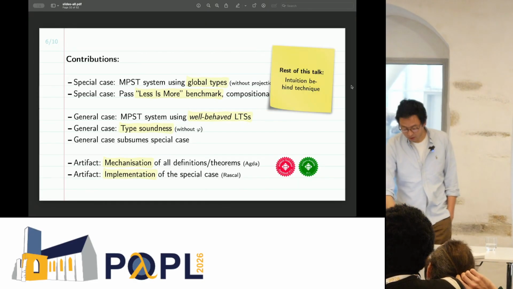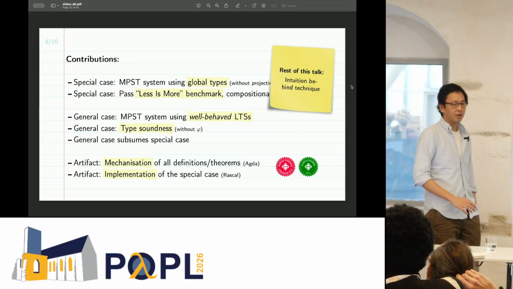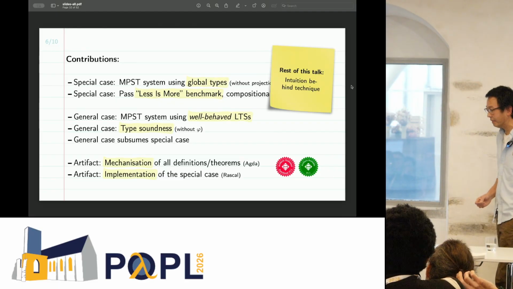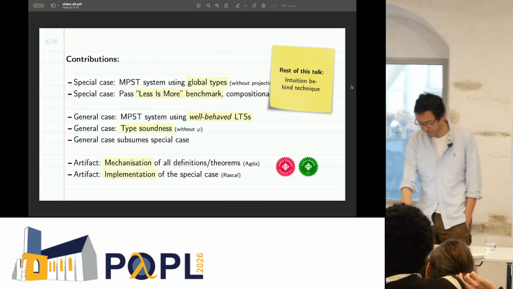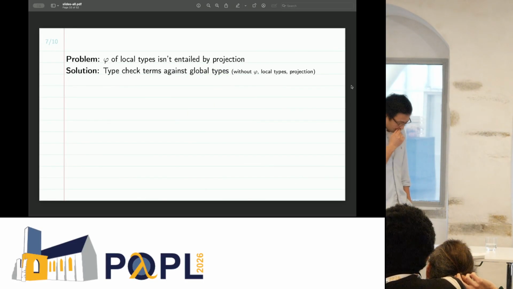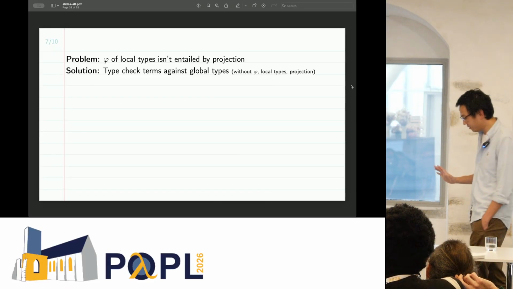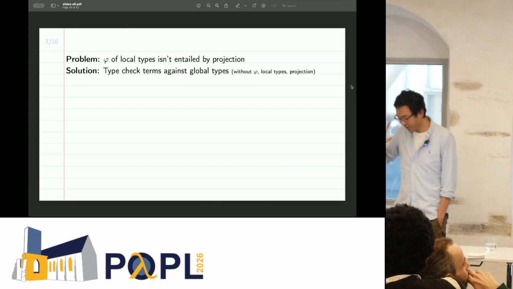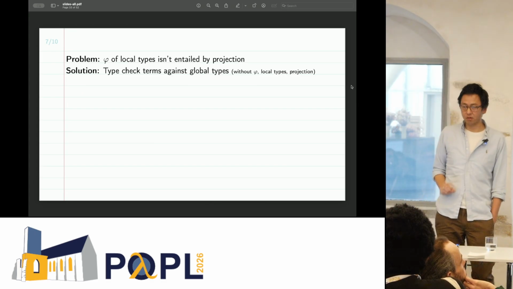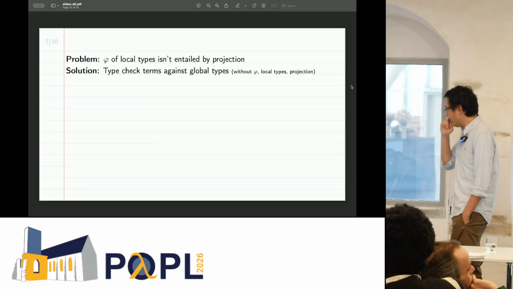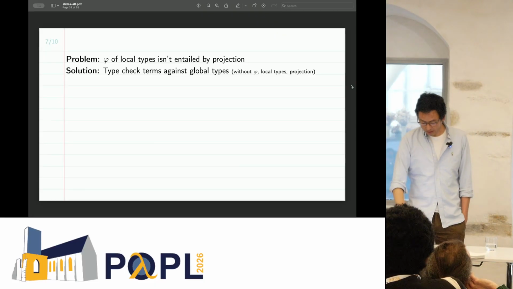Okay, now what I want to do in the rest of the talk is just try to convey the main intuitions behind the techniques that we use. Okay? So, the goal here is to have a type system, a multi-party session type system, where we type process terms directly against global types. That's what we want to do. And it turns out we need to proceed in 4 steps.